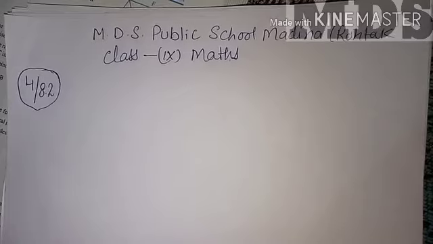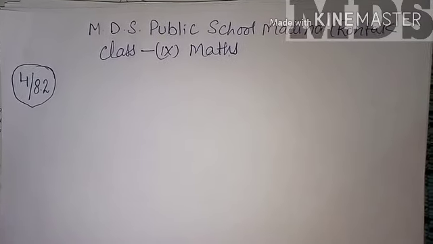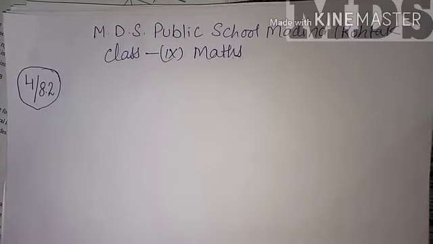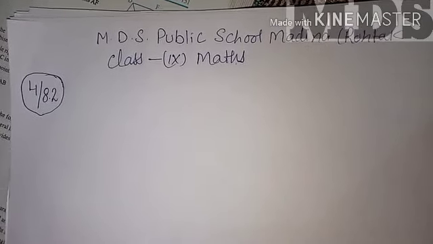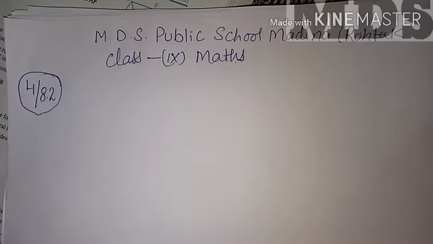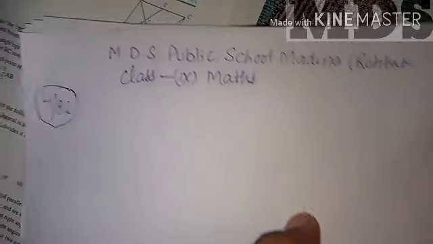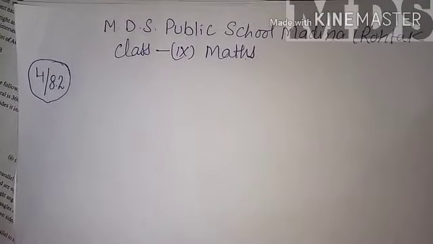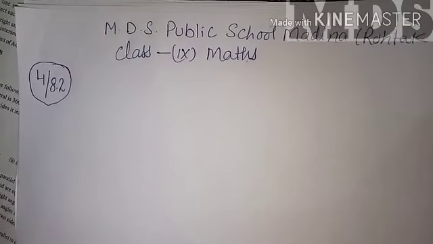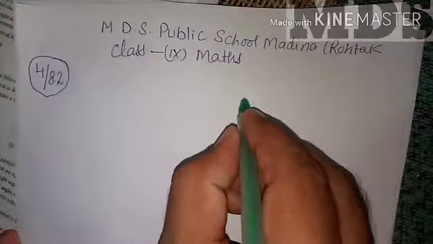Today again we will discuss exercise 8.2 of mathematics class 9th. Question number 4, page number 150. It's given. Question number 4. ABCD is a trapezium in which AB is parallel to DC. This is the trapezium given.